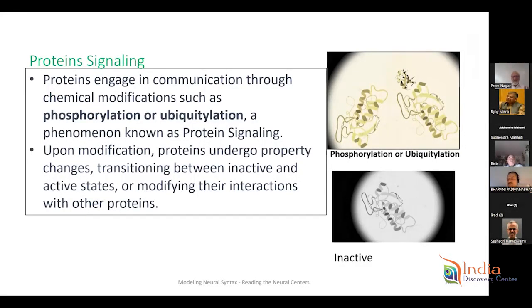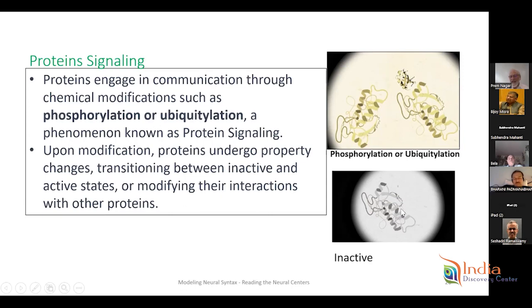Now, how the proteins signal each other. This is the protein signaling process. Proteins engage in communication through chemical modification. These are the 2 chemical modifications given here, a phenomenon known as protein signaling. So it's more of a chemical modification, that is the protein signaling. Upon modification, proteins undergo property changes, transitioning between inactive and active states or modifying their interactions with other proteins.